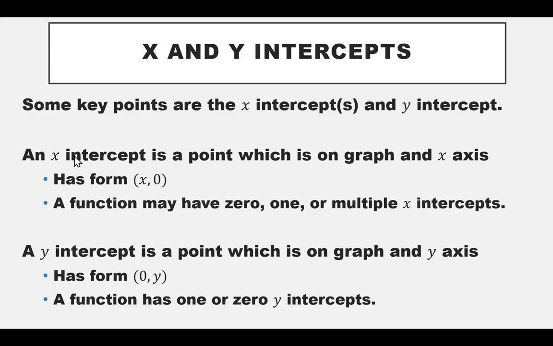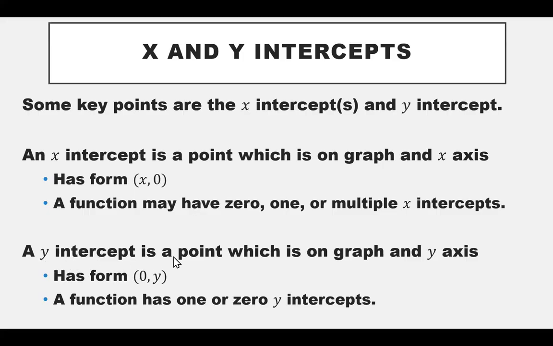An x-intercept is a point which is on the graph and also falls on the x-axis. Because it falls on the x-axis, it's going to always have form x comma 0. And with any function, you could have 0 x-intercepts, 1 x-intercept, or multiple x-intercepts. It turns out with the absolute value function, you could have 0, 1, or 2 at most.